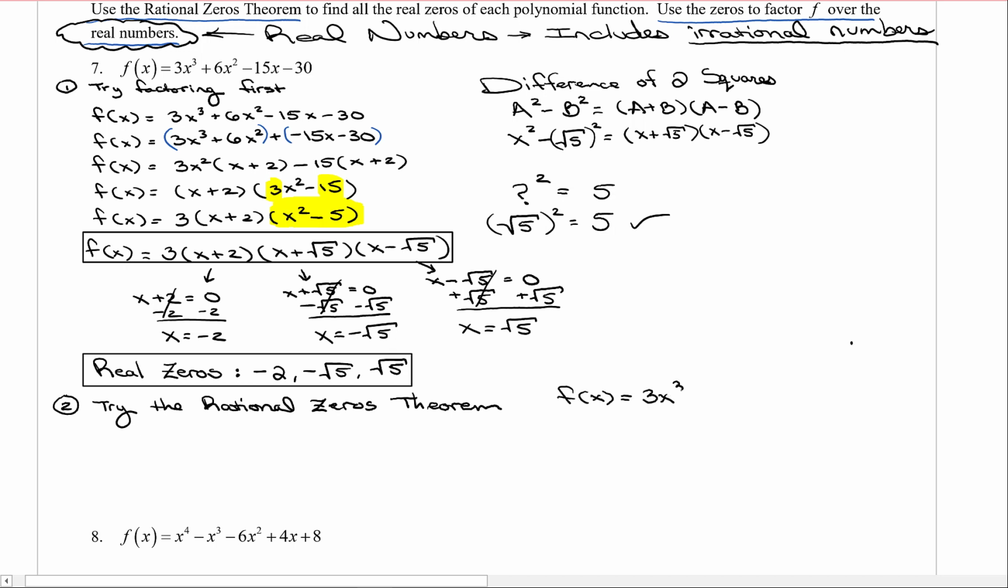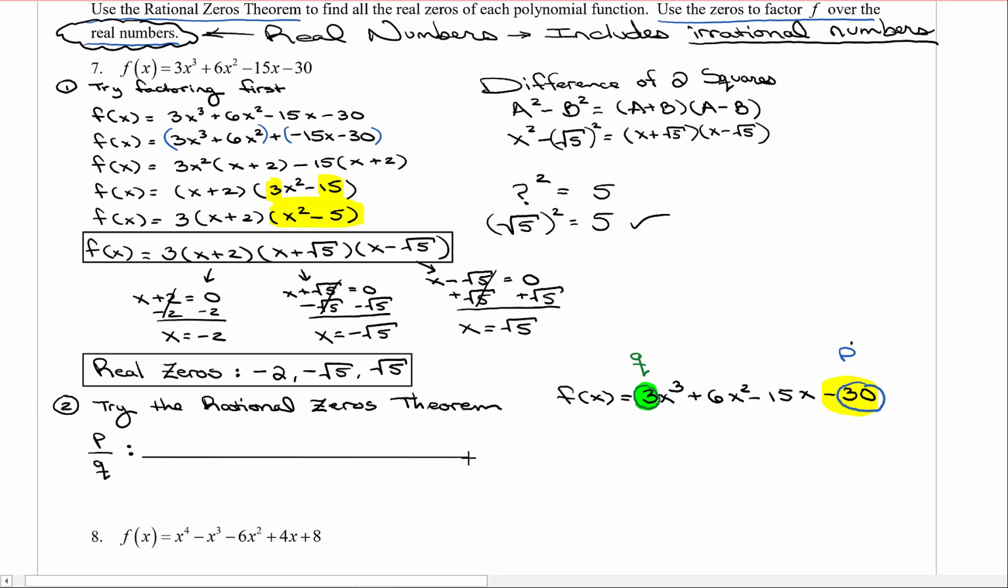My function was f of x is equal to 3x cubed plus 6x squared minus 15x minus 30. So my a sub n was 3. My a sub 0 was negative 30, but we don't really need to worry about the negative, because the 30 is what we need. We're going to put plus or minus in front of it anyways. So I'm going to write a q over the 3 and a p over the 30 just to remind me. I'm looking for every factor of those coefficients.